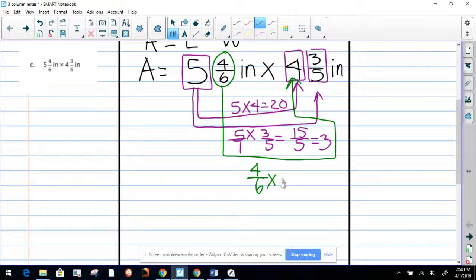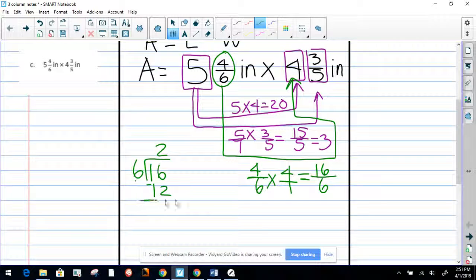I said times 4. And if you do this again, you have the advantage of knowing that whole numbers have a denominator of 1. When you multiply across, that will be 4 times 4 equals 16, and 6 times 1 equals 6. So that will be a division, which is 16 divided by 6. And the 6 goes into the number 2 times. 2 times 6 equals 12. And the remainder is 4. So our answer is 2 and 4/6.